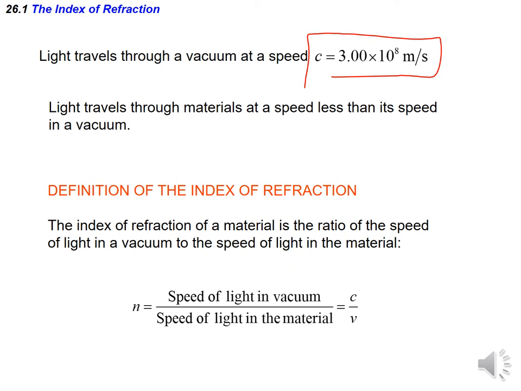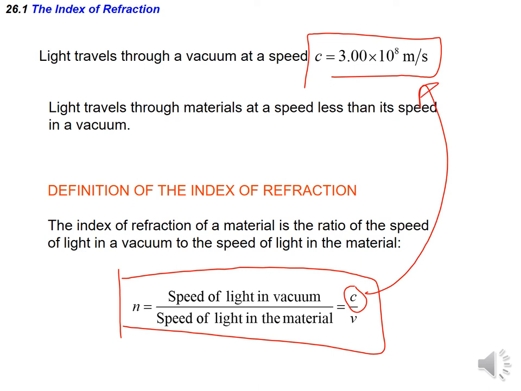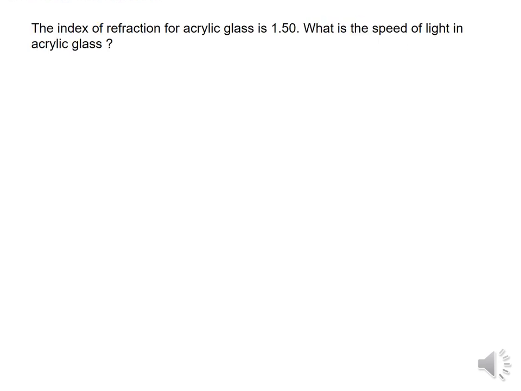So we have this equation in which n, the index of refraction of a material, is simply equal to the ratio of the speed of light, which again is a constant value, over the speed of light in the material. The speed of light depends on the material, because different materials give different indices of refraction.